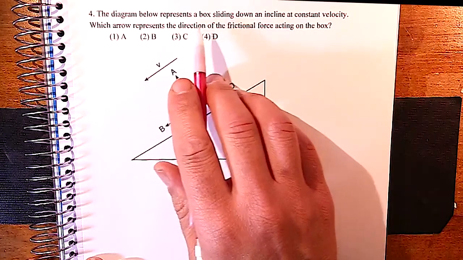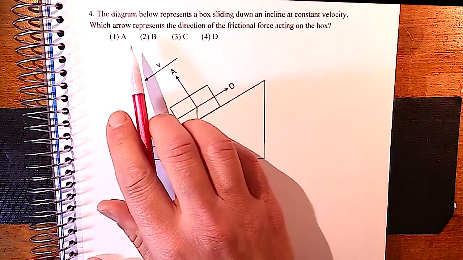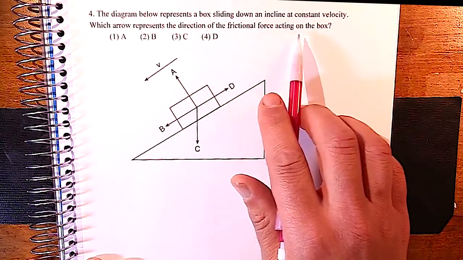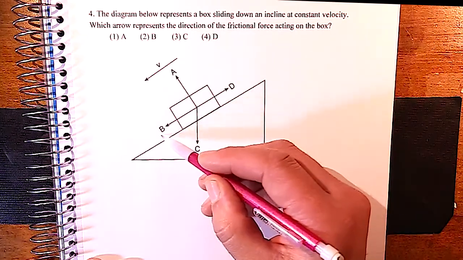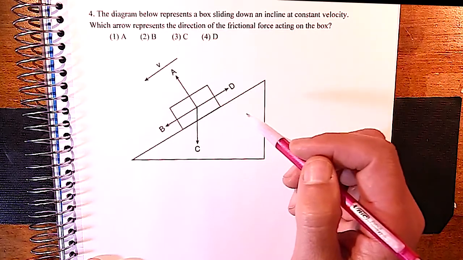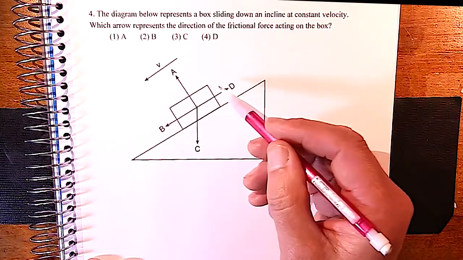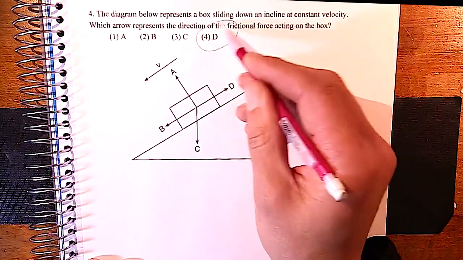The diagram below represents a box sliding down an incline at a constant velocity. Which arrow represents the direction of the frictional force? Well, the box is sliding down the incline, and we know that kinetic friction acts opposite to the direction of motion. So if it's moving down the plane, then friction is acting up the plane.